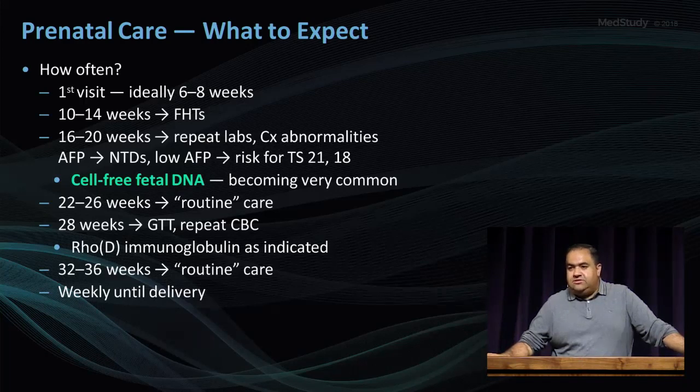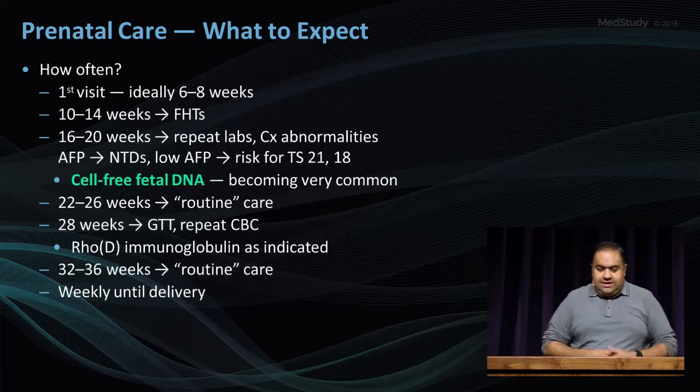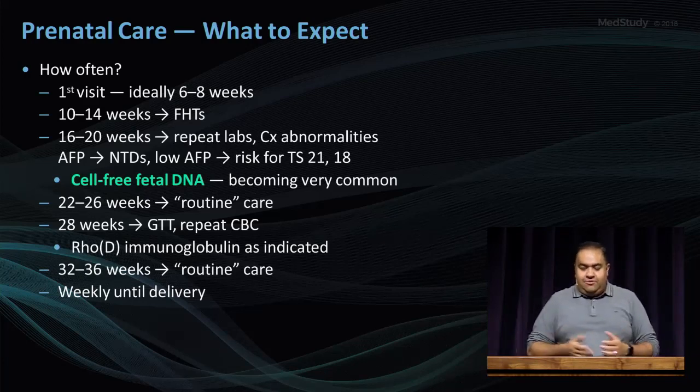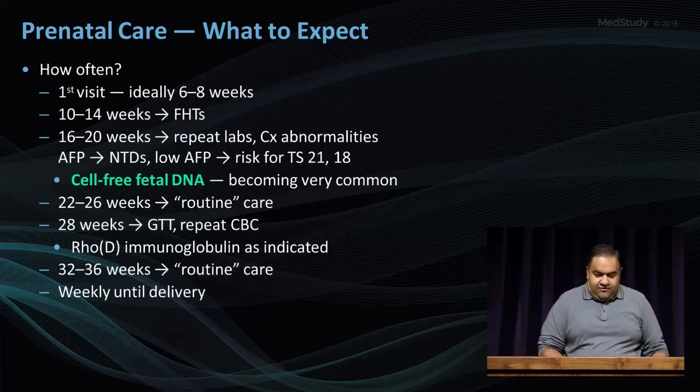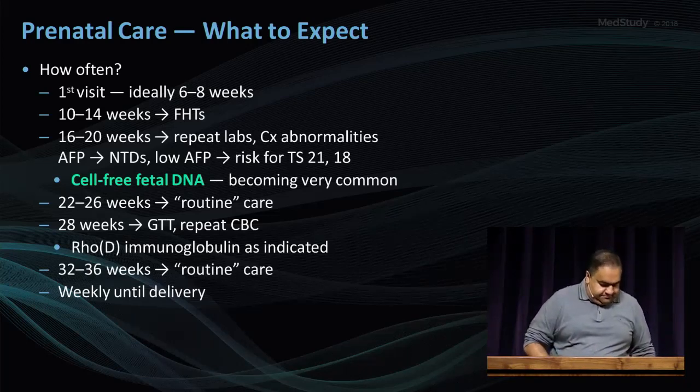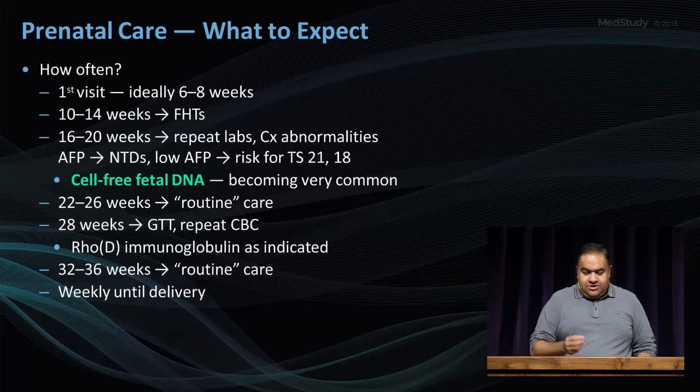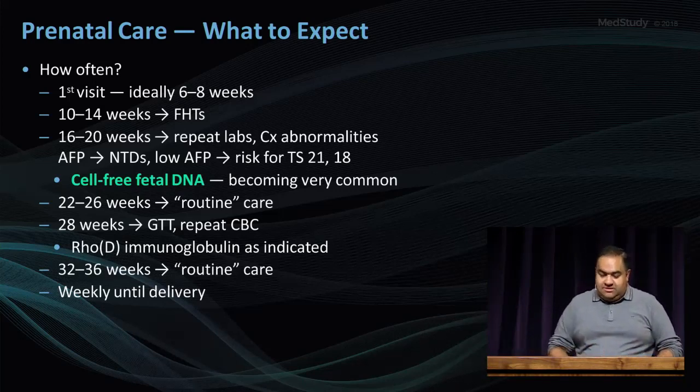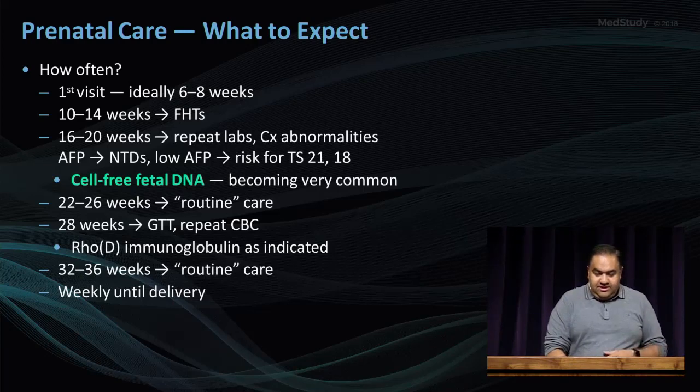So 10 to 14 weeks, you start to hear the fetal heart tones. By 16 to 20 weeks, repeat labs and check for any abnormalities. And then they do the alpha-fetoprotein test, and we'll talk about the AFP in just a second. The 22 to 26 weeks, routine care. 28 weeks, we'll do the glucose tolerance test and check for Rh immunoglobulin as indicated. So if they need RhoGAM at that point in time, they'll give it. And then 32 to 36 weeks, routine care until delivery has to happen.